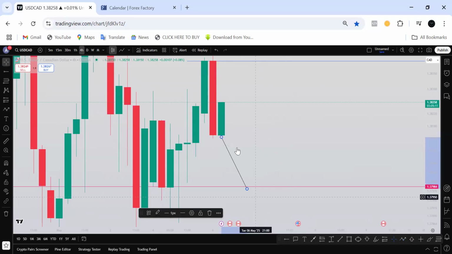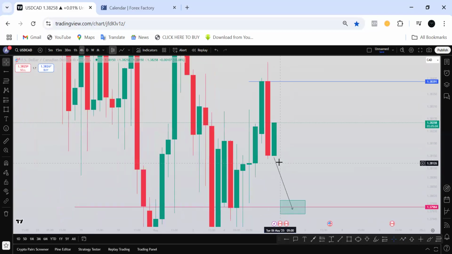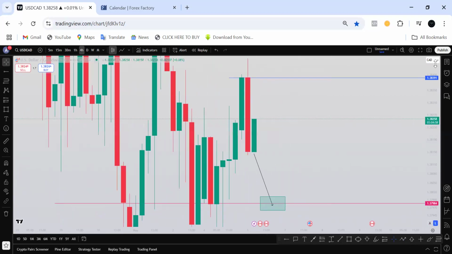So what I'm expecting on USD CAD is what? I'm expecting price to come to this level. When price comes to this level, that is when I would love taking a buy. But at this point, price is currently high. Price is currently in the middle of a range. So there's no opportunity for me to take a buy on USD CAD.